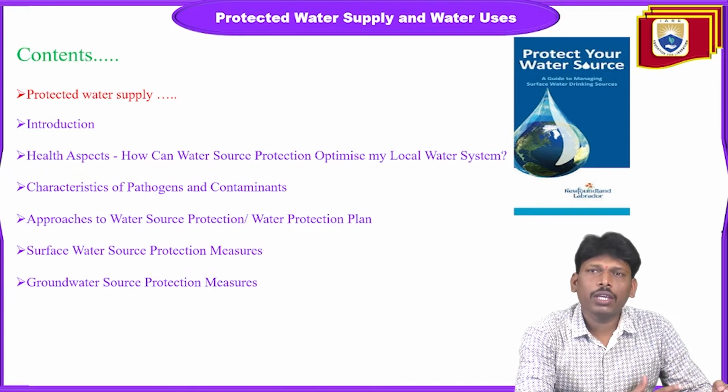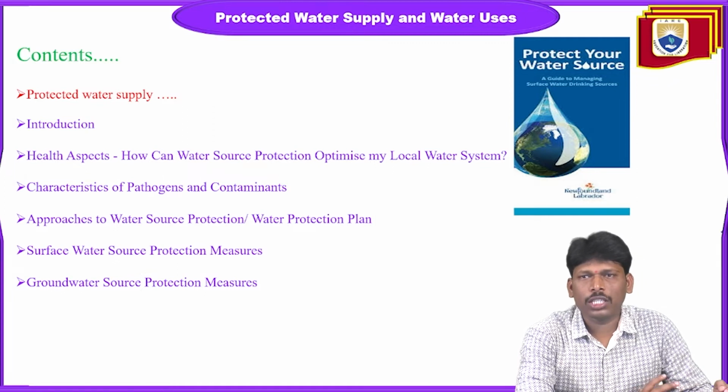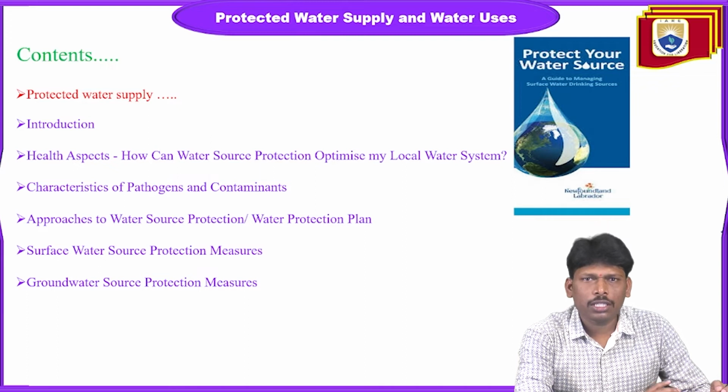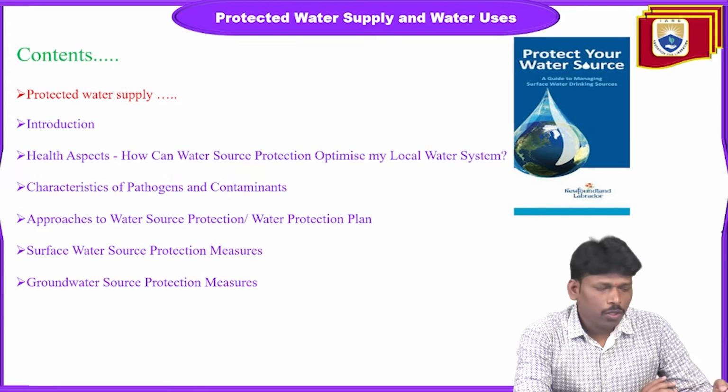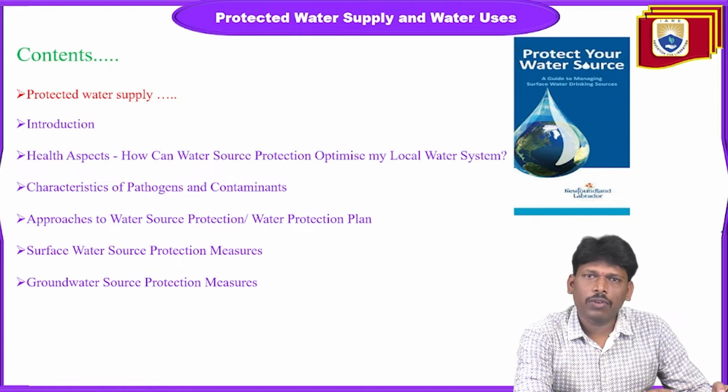So in what way do we give the protection? That is the big question here. In the majority of cases, there is a lot more chance of contamination of surface sources compared to subsurface sources. So we'll look into what the various surface sources and subsurface sources are, and then how we will protect those, in this particular topic.